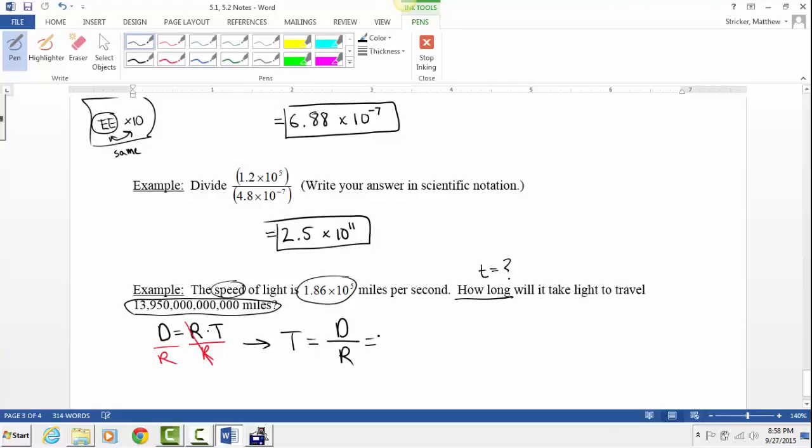Now in this case, I want to write the distance in scientific notation. I know it's that 13 trillion miles, but that's the same as 1.395 times 10 to what? Well, this is 3, 6, 9, 12, and one more, 13. So this is times 10 to the 13th power, divided by the rate, which is 1.86 times 10 to the 5th.